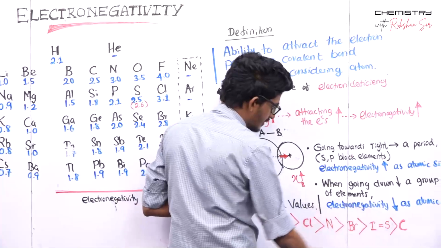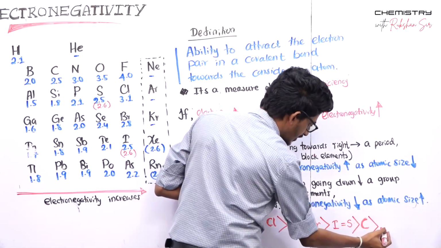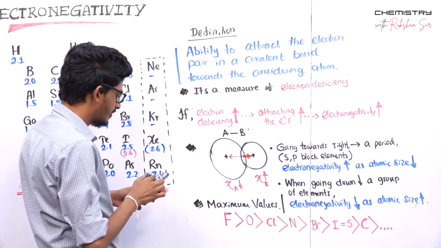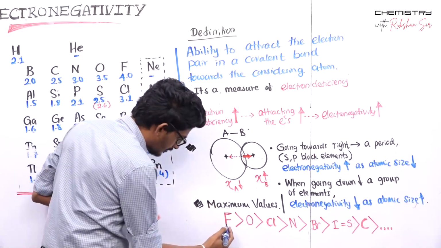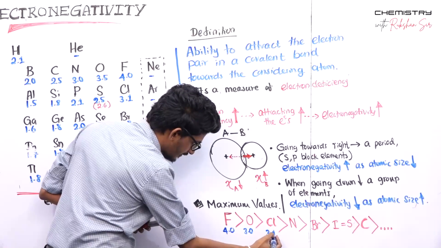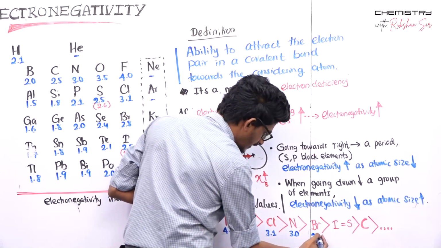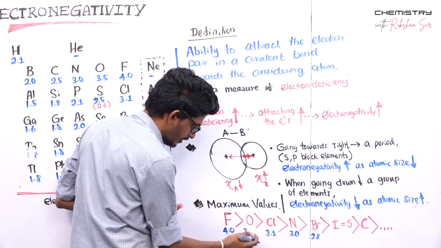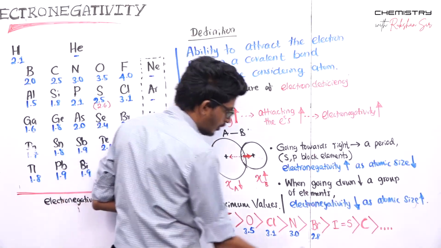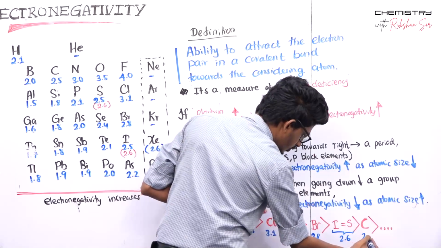F, O, Cl, N, Br, S. Those are the first 8 elements with the greatest values. All others are less than that. It is better to know these values as well: 4.0, 3.5, 3.1, 3.0, 2.8. These two carry a 2.6 value, while this one comes with 2.8.